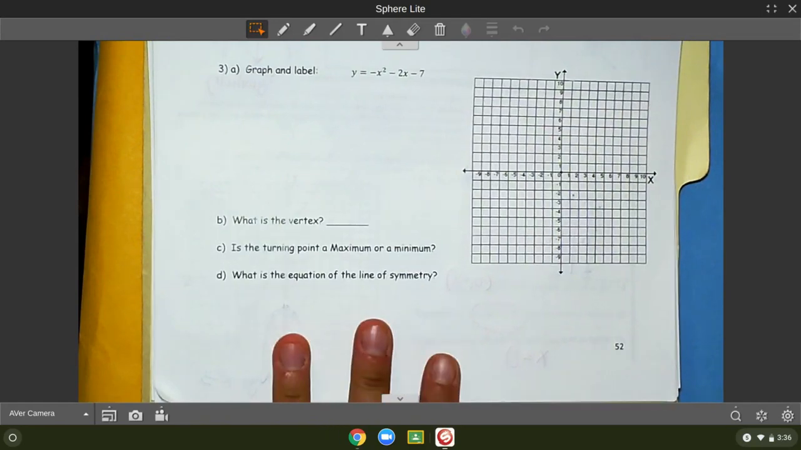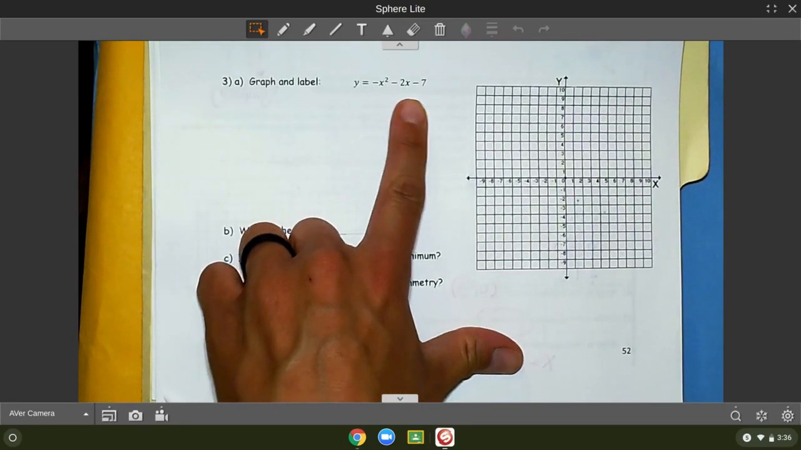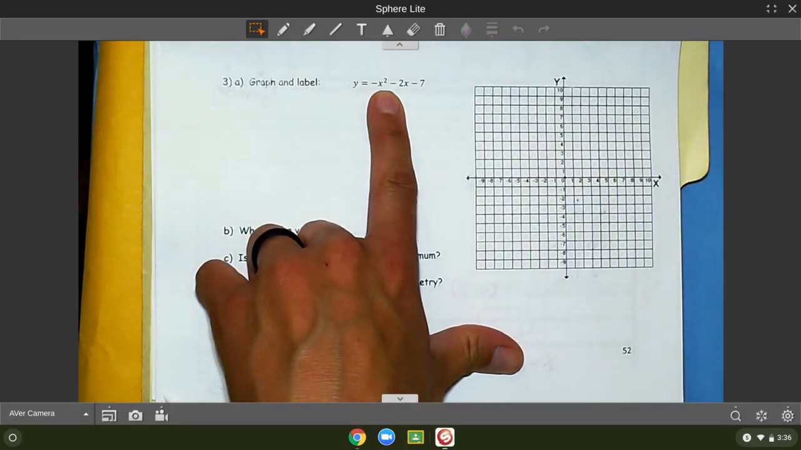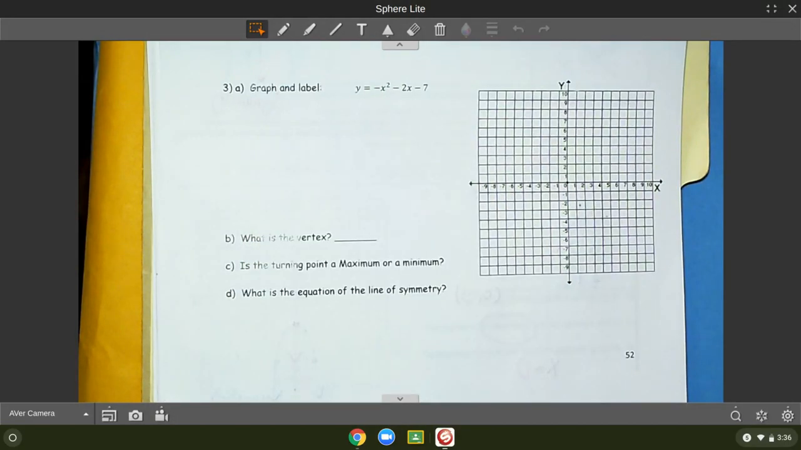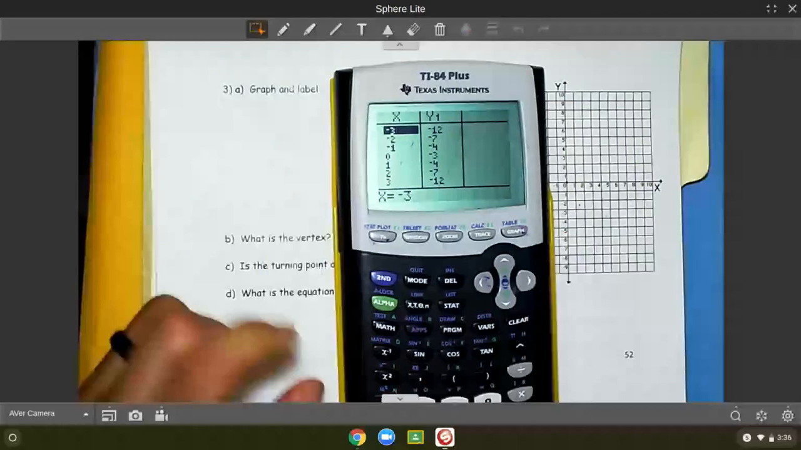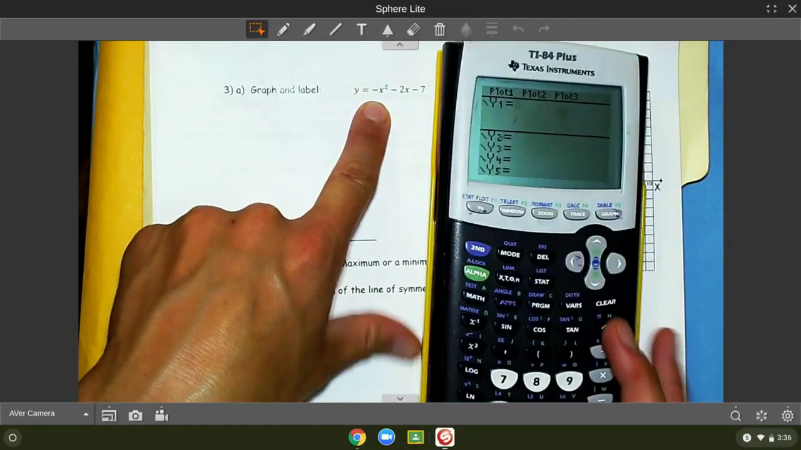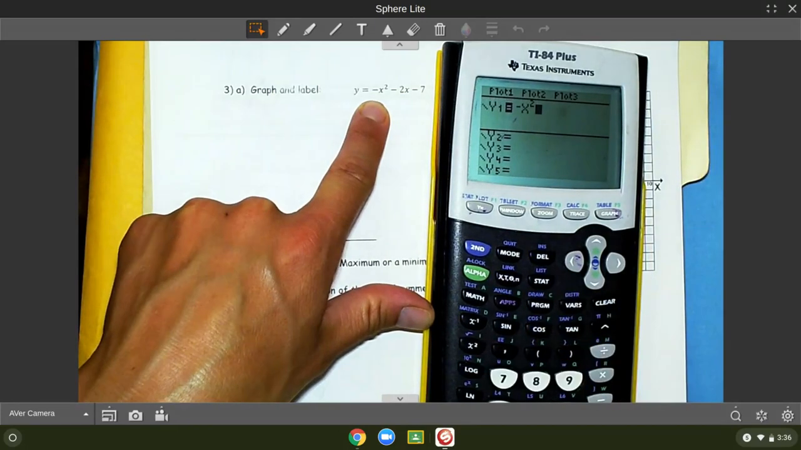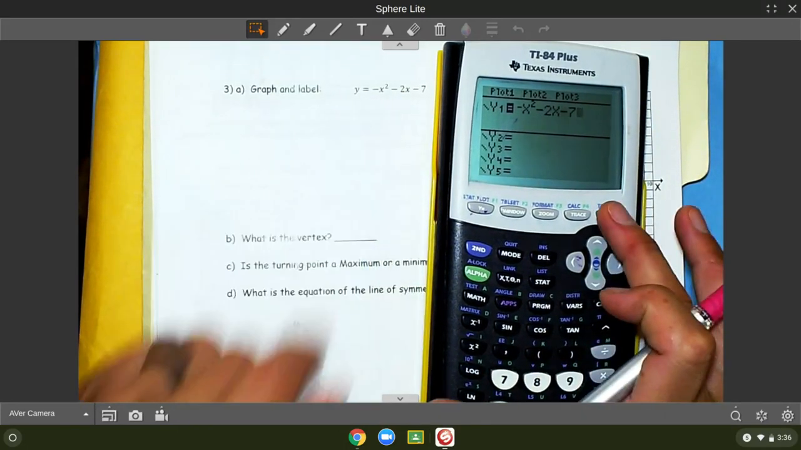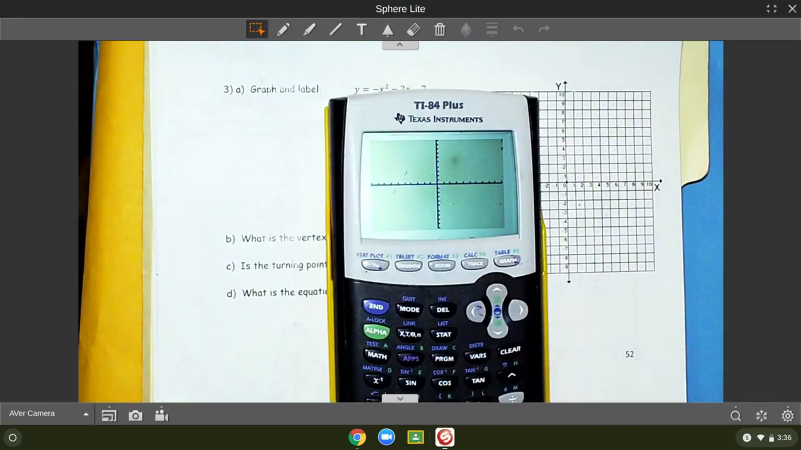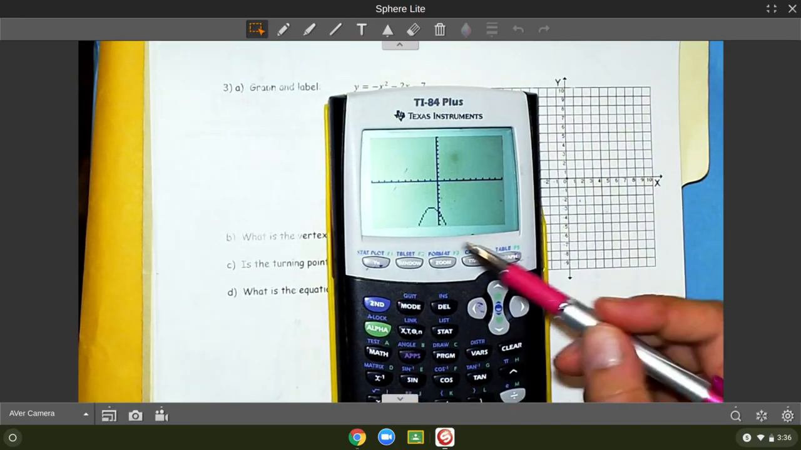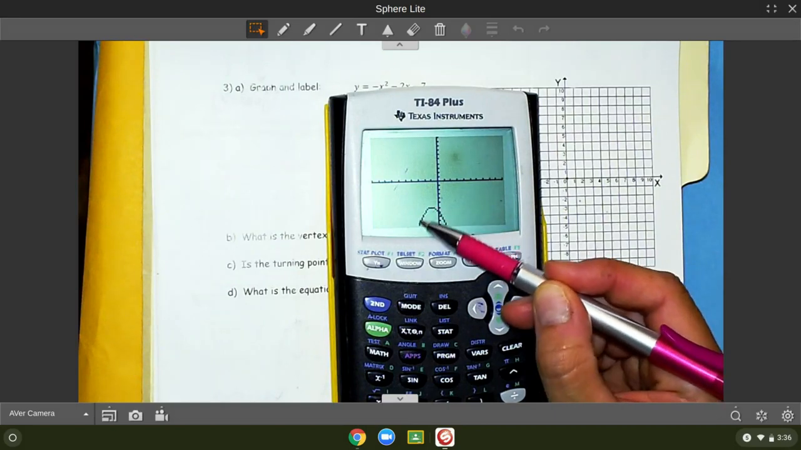Graph and label. So if we look at our equation, our x is being squared, which means this is going to be a parabola because it's a quadratic. So we have to use our calculators for these. So I go to y equals, clear it out. Now let's type it in. -x squared minus 2x minus 7. Then I want to hit the graph button. We need to know what it looks like. Ooh, look at that. It's just a little teeny tiny one.